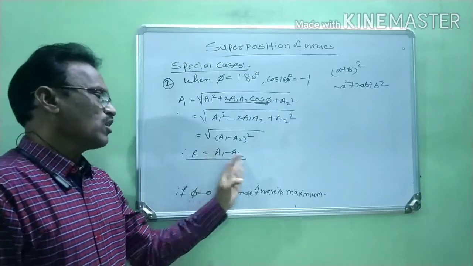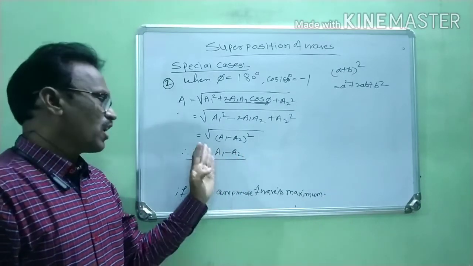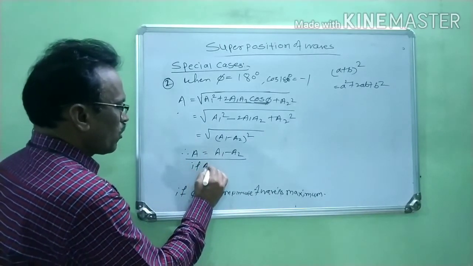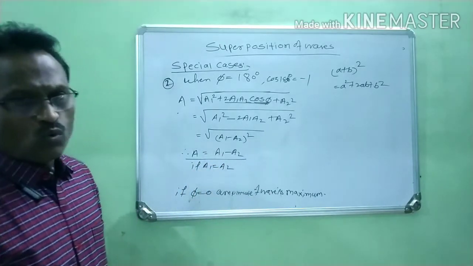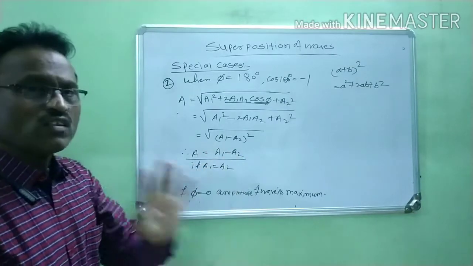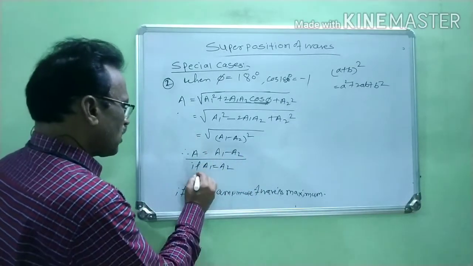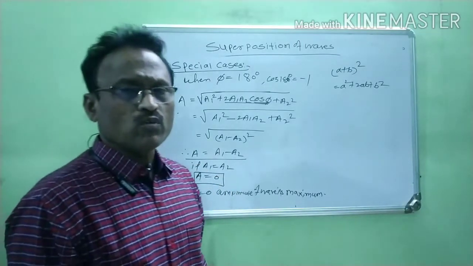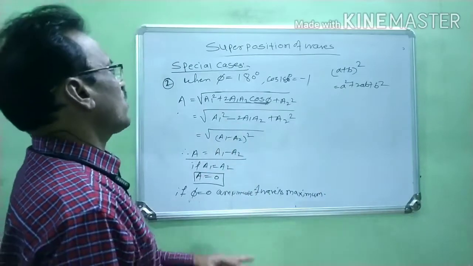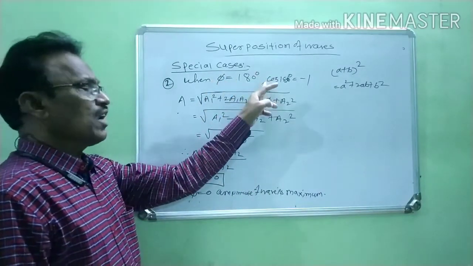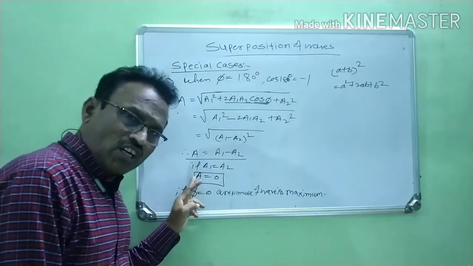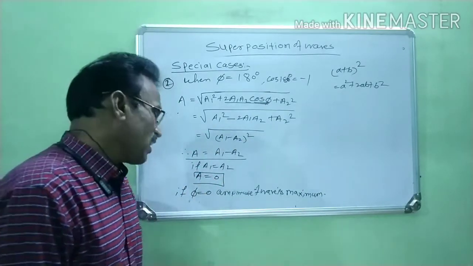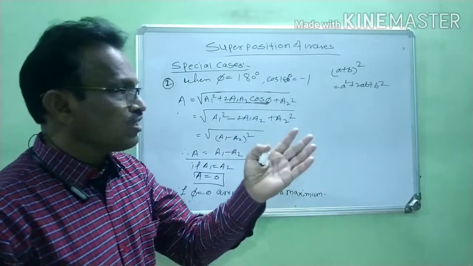The difference between these two amplitudes, right? A1 minus A2. Again, if A1 is equal to A2, if A1 and A2 are the same, at that time what happens? At that time A is equal to 0. Means if the phase difference between any two waves is 180 degrees, at that time its resultant amplitude is 0. And when the resultant amplitude is 0, it means that at that time the amplitude of the wave is minimum.